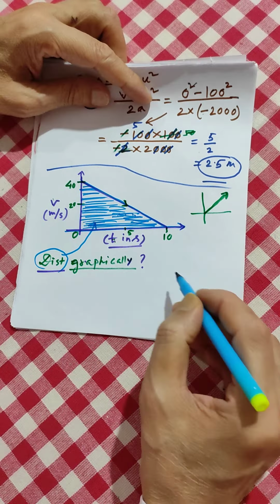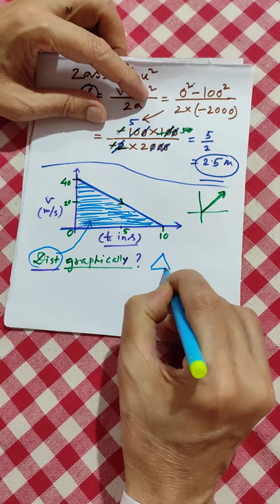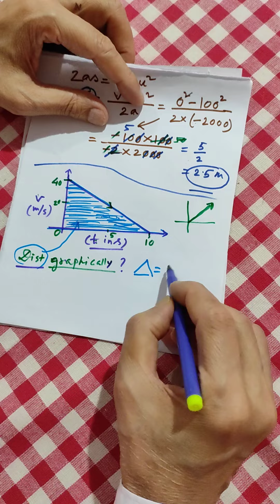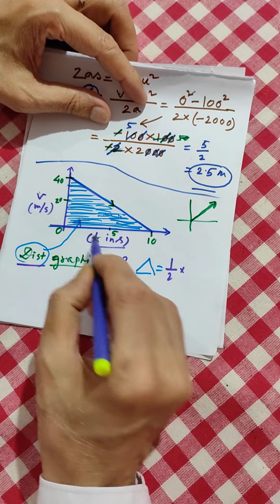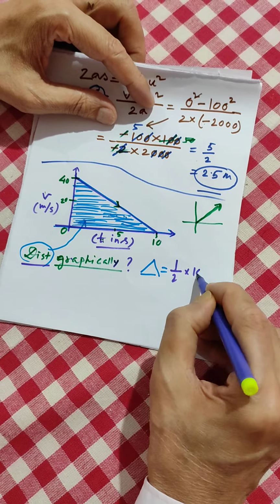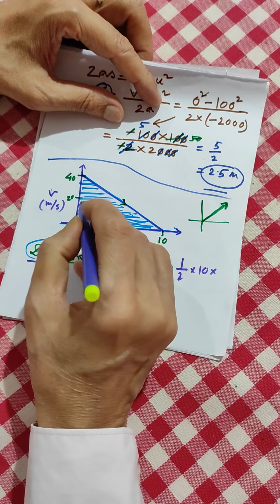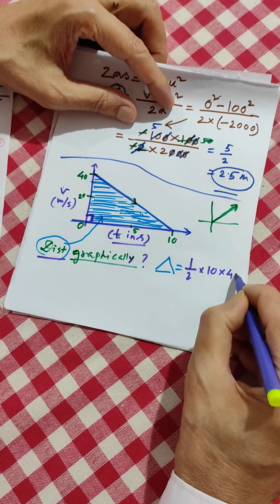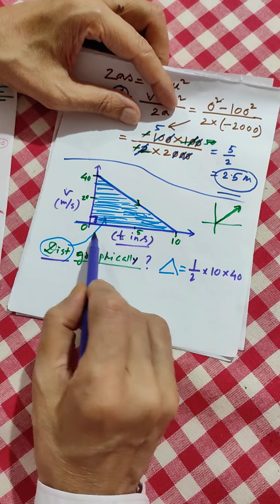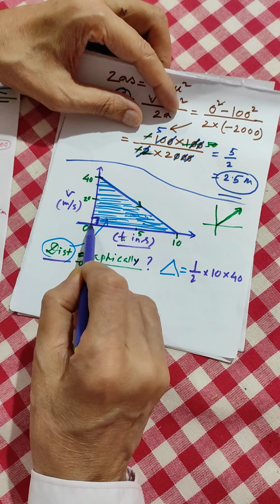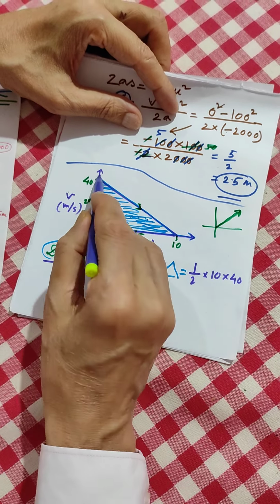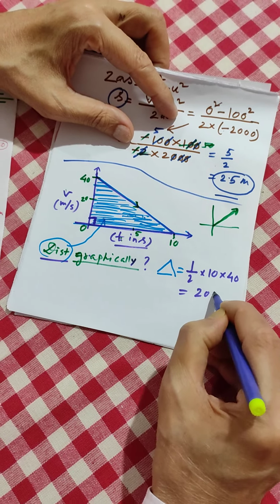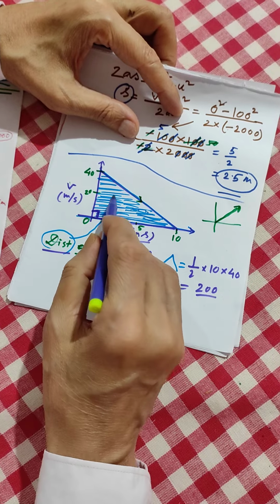Now this is a triangle. So its area will be what? Half base into height, isn't it? So the area of this triangle will be half base into height. Half into base, this is the base, which is 10, into height. The height is this one, because this is 90 degrees. Height is 40. Using the formula half base into height, half into 10 into 40, cancel 5, we get 200. So 200 is the area of this triangle.